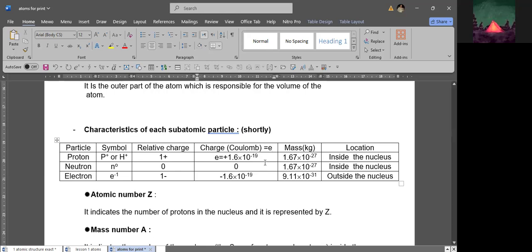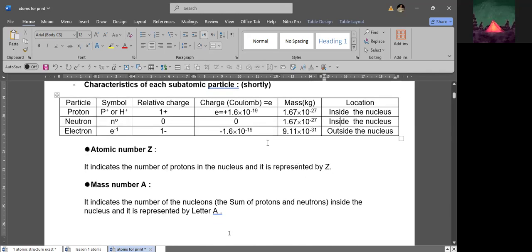Okay. Now, we will not memorize the numbers. The mass in kilograms: this is the mass of a proton, this is the mass of a neutron, this is the mass of an electron. The masses of the proton and the neutron are approximately equal. This value is in kilograms. What's the location? The proton and neutron are inside the nucleus, the electron is outside the nucleus.